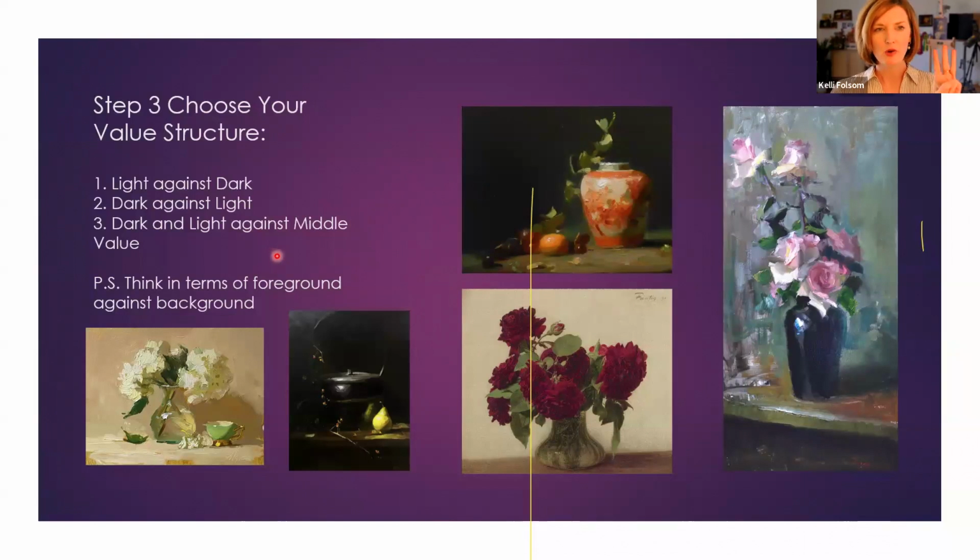Okay, your third choice. So the top 2 have the most dramatic punch and impact. The third one is going to be a little more kind of harmonious feeling, maybe a little more calm feeling. And so again, the value structure you choose contributes to the mood and kind of emotional vibe, you might say, of your painting. So dark and light against middle tone value. So that would be this rose piece of mine on the far right here, where you have dark and light values against a middle tone background.